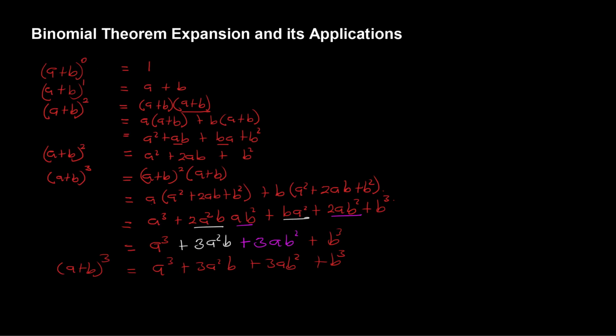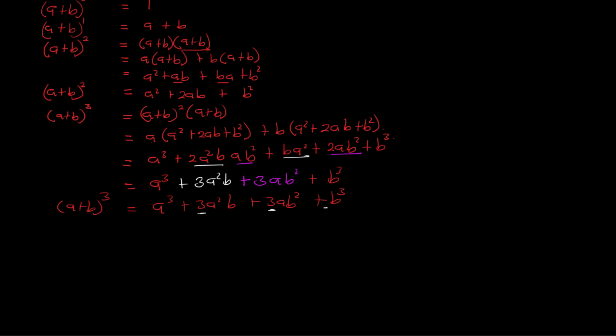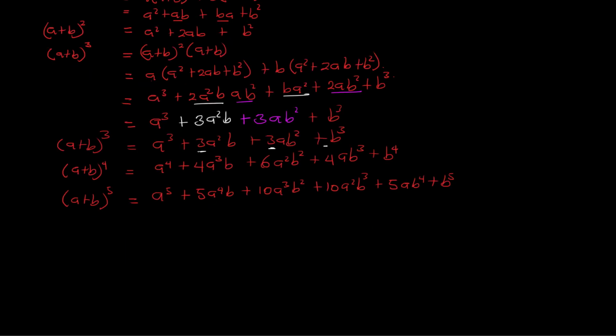If we look at the coefficients, we see that the coefficient of A cubed here is 1. The coefficient of A squared B is 3, and that of AB squared is also 3, with the coefficient of B cubed being 1 in this position. So let's keep an eye on the coefficients. Without wasting time, I want to write the fourth and then the fifth exponents of A plus B. This is the expansion for A plus B in parentheses raised to the power 4, and we see that for the coefficients we have 1, 4, 6, 4, and 1. And for A plus B to the power 5, we have 1, 5, 10, 10, 5, and 1.